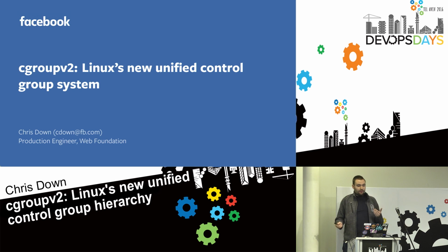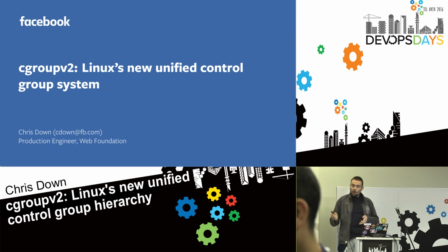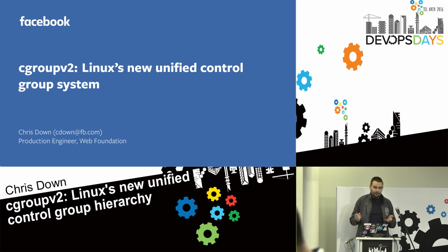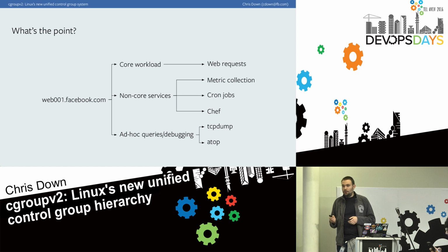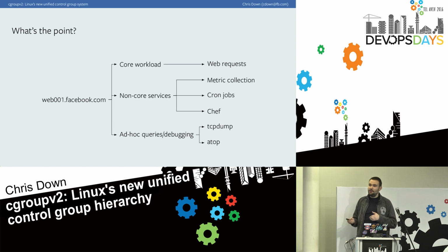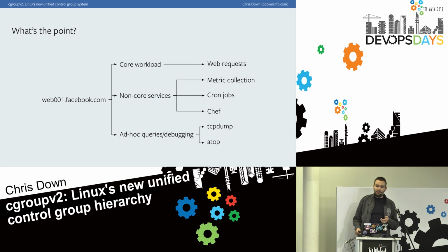So on a typical server, we have 3 types of running processes. On one hand, the core workload of the machine. On a web server, for example, this would be the processes that serve web requests. And on the other hand, you have background processes like Chef or metric collection daemons that, while they might be important, aren't actually critical to the core job that you're trying to do. And you don't want them to steal a lot of resources from your core workload. So you might also have, say, ad hoc queries being run for debugging. So this is one common scenario where control groups can be handy.